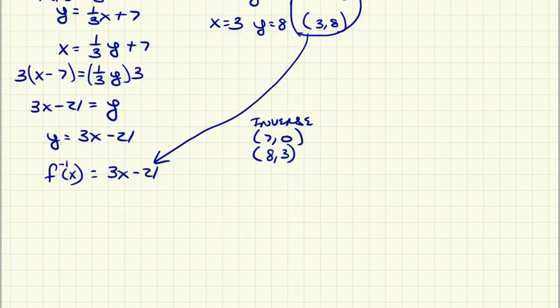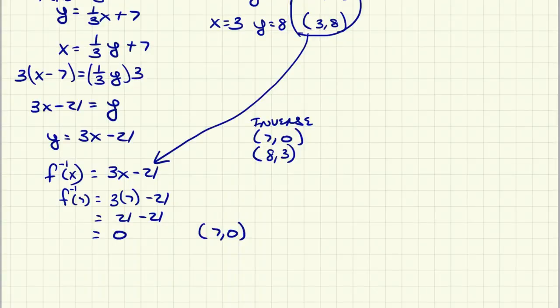All right, so let's see if that actually works. If I put in a 7, I'm expecting to get back a 0. So what happens here? Well, f inverse of 7 equals 3 times 7 minus 21. 3 times 7 is 21. 21 minus 21 equals 0. So I get (7, 0). So that one works.